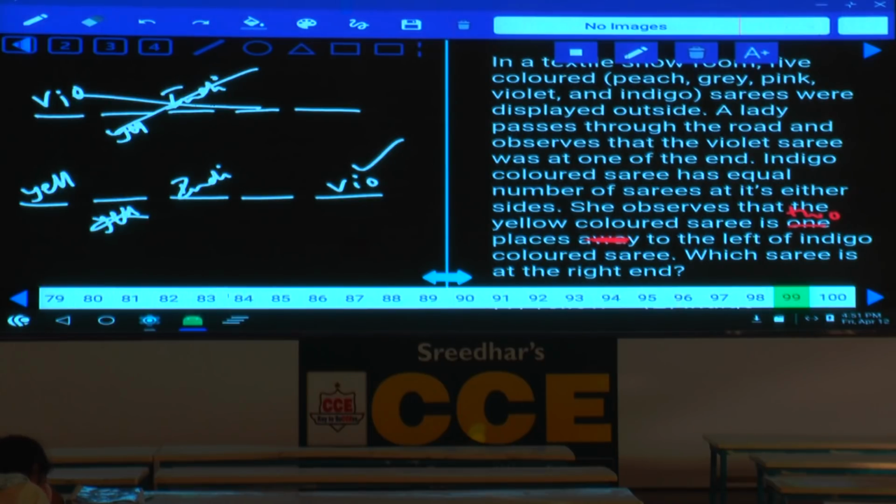Clear? Hence, one place away doesn't mean 2 places. Away means only one place. That too from indigo. From indigo means now we need to include indigo as well. Isn't it? Of is given, exclude. From is given, now we have to include that one.